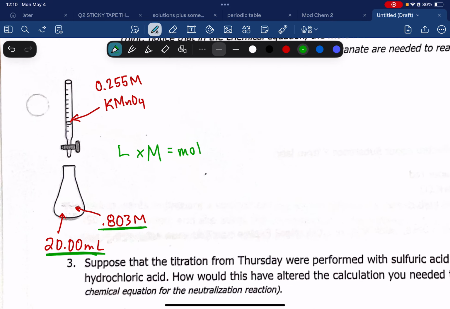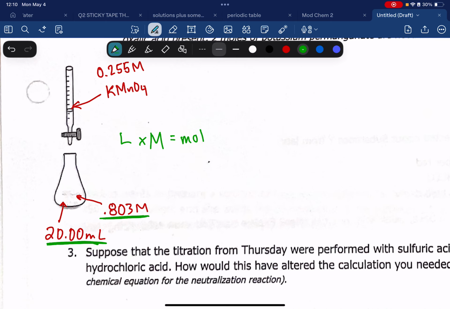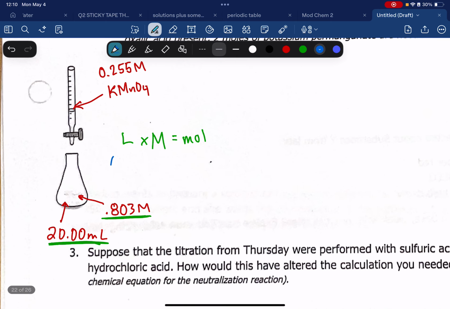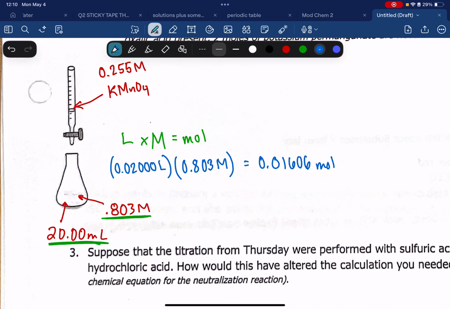So then what is my liters of oxalic acid? Well, it's that 20 milliliters. So I'll just write that in liters by moving the decimal place over. And my molarity is 0.803 molar. And I can figure out what my moles is right there. So I'll punch this in my calculator real quick. I got 0.01606, and that's moles of oxalic acid.